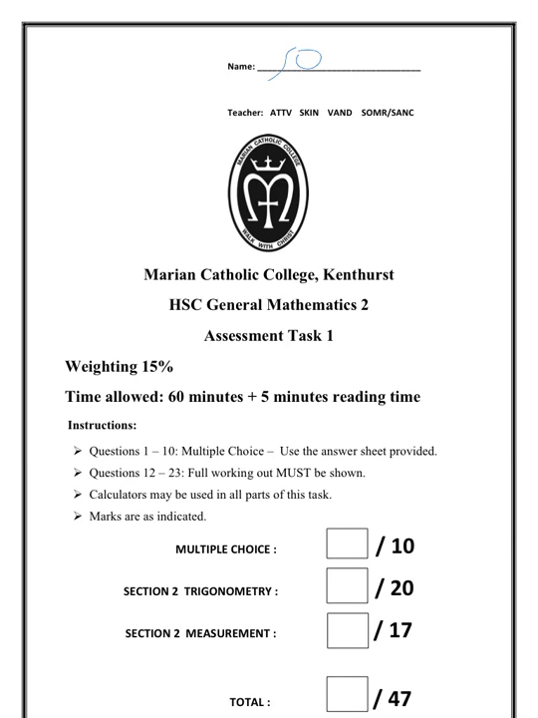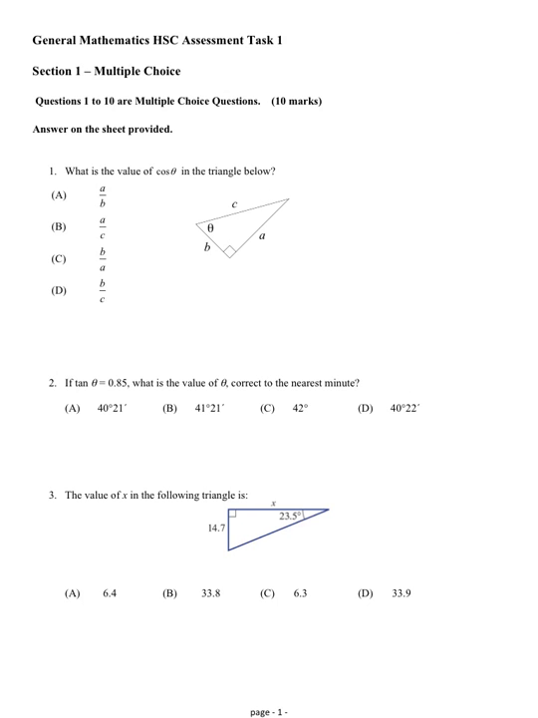Okay, the solutions to last year's task 1. Cos theta, we know, is adjacent over hypotenuse, so the adjacent has to be B and the hypotenuse is C.